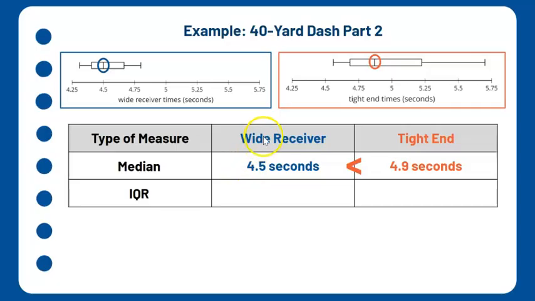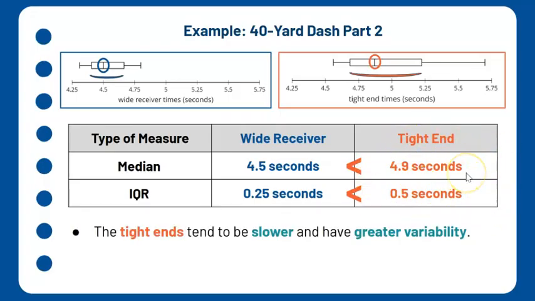Now let's move on to the IQR. The wide receivers have an IQR of 0 and 2500 seconds. And the tight ends have an IQR of 0 and 5/10 seconds. The tight ends have a greater IQR. We know that the tight ends have a greater median and a greater IQR. But what does this mean?